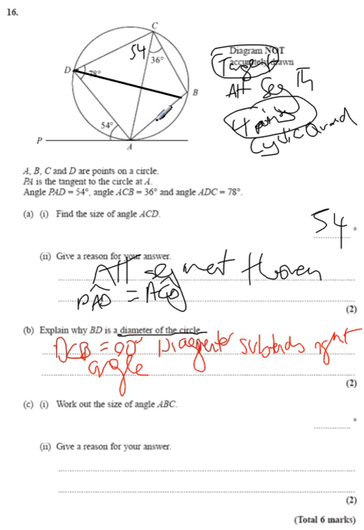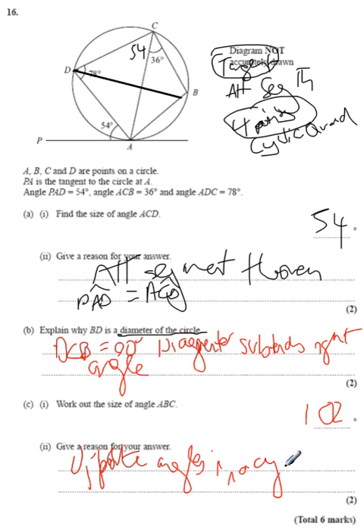ABC is opposite CDA, and we know that when you have opposite angles in a cyclic quadrilateral, they add to 180. So very simply, the answer to this is 102, and the reason is that opposite angles in a cyclic quadrilateral add to 180. Let's see how well I go at writing this. It's pretty bad. Cyclic quadrilateral, add to 180. Beautifully legible. There we go.